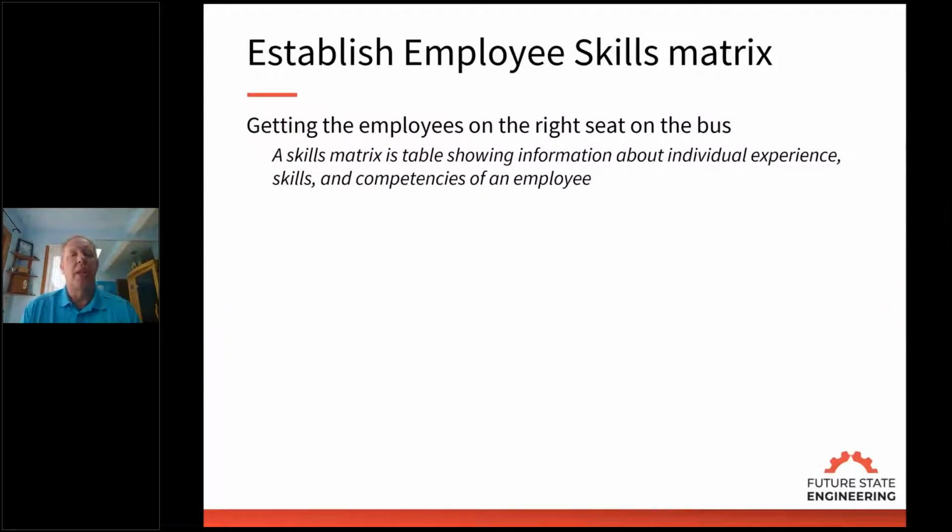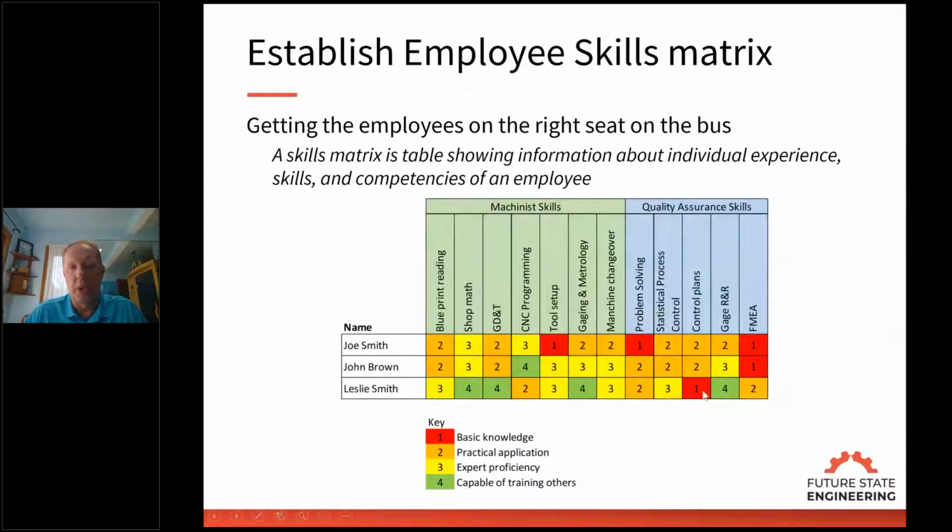Getting employees on the right seat on the bus. So the first step is getting the right employees on the bus. The second step is getting them in the right seat. So the skills matrix is a table that shows us information about individual experience, skills, and competencies of your employees. So I just put together this example of what a skills matrix looks like.